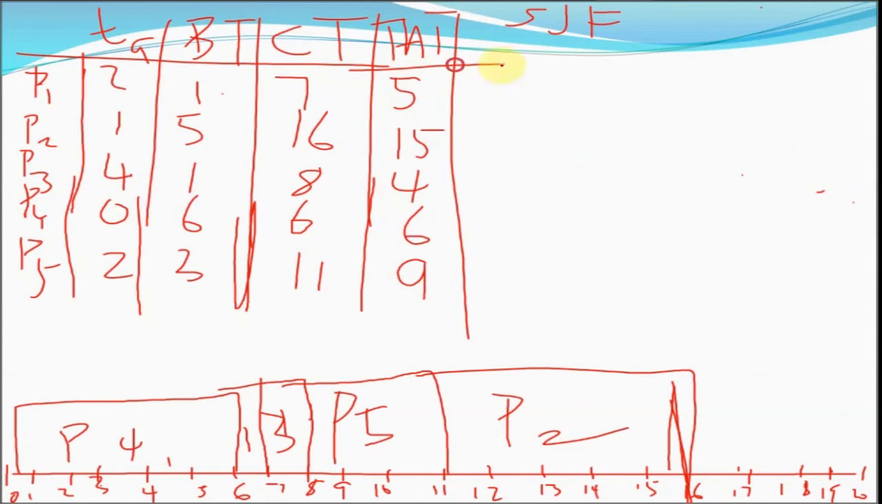Now, the next thing to calculate is the waiting time. You can be asked to calculate the waiting time.